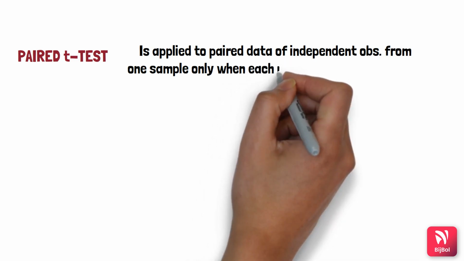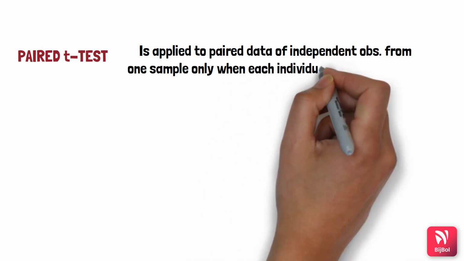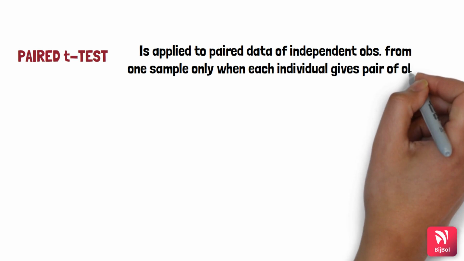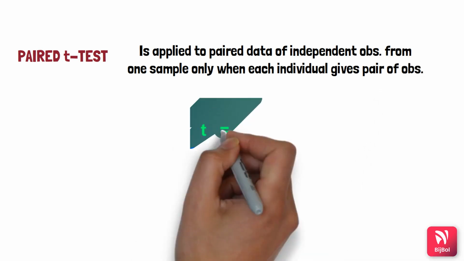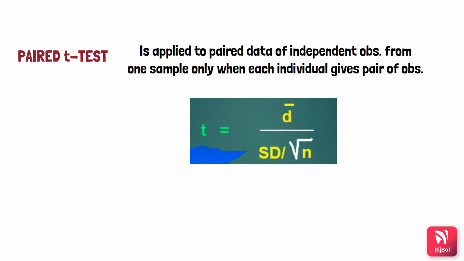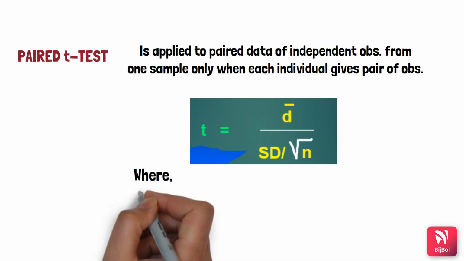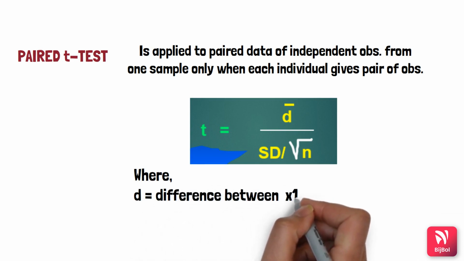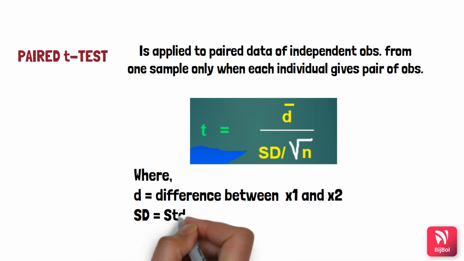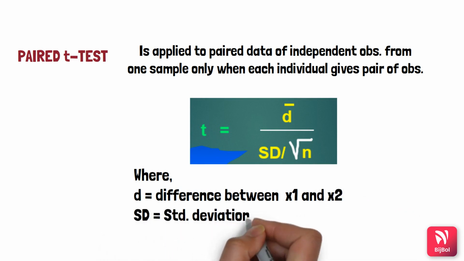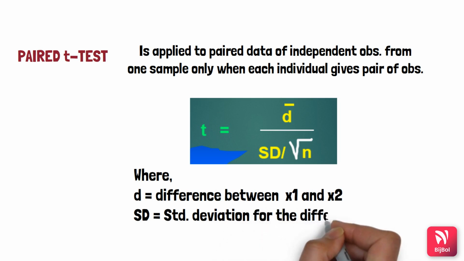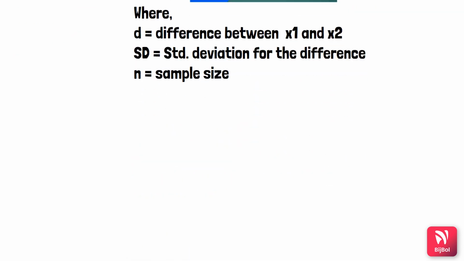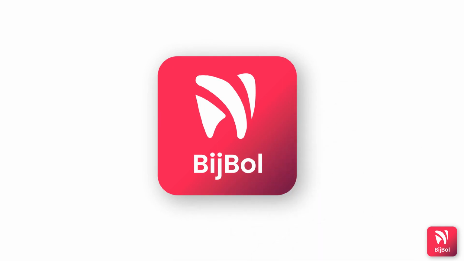Suppose we need to calculate the DMFT before using the fluoride mouthwash and after using the fluoride mouthwash for the same group. The information that you get before would be one data set, and the information that you get after would be the second. That is the paired t-test, and you calculate with that formula. Here D means the difference between x1 and x2, that is, the before and after, SD means the standard deviation for the difference, whereas N is the sample size. So this is about the t-test, under which we have the paired t-test and the unpaired t-test.